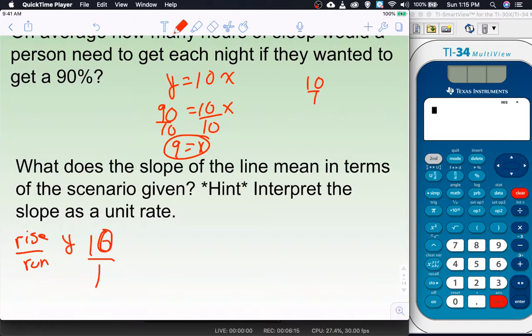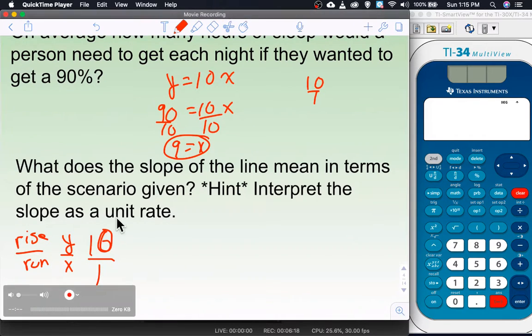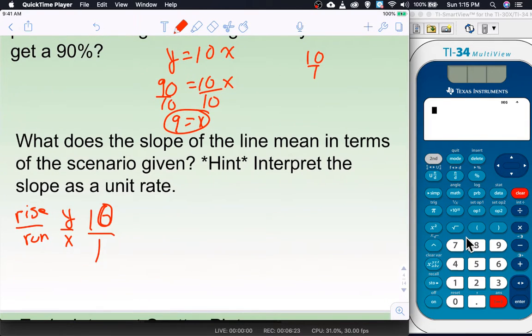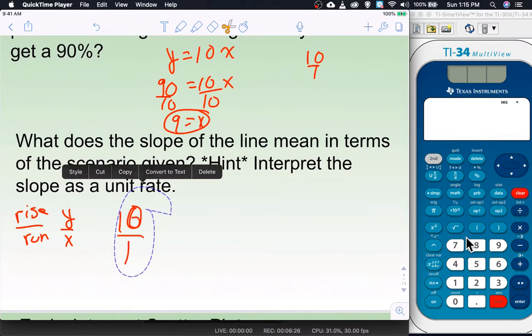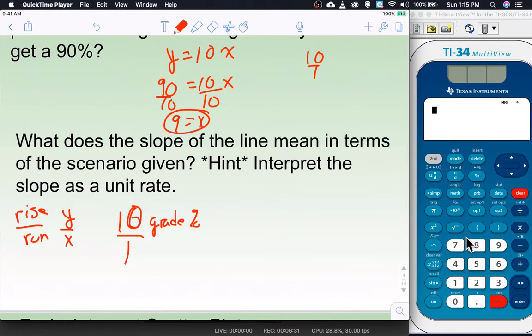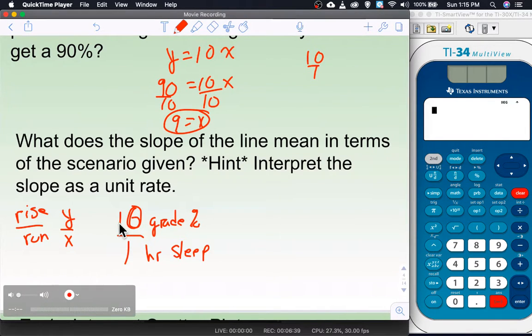That is your y variable over the x variable, right? The rise is the up and down. That's your y variable. The run is the sideways. So if I start throwing units back on here to make sense of this 10 over 1, this would be 10 grade, or percent, over 1 hour of sleep. So now I can make sense of this. I mean, 10% for 1 hour of sleep, meaning every additional hour of sleep you get, your grade goes up by 10%. If this was a negative, your grade would be going down by 10%.